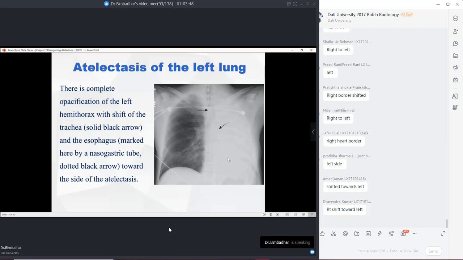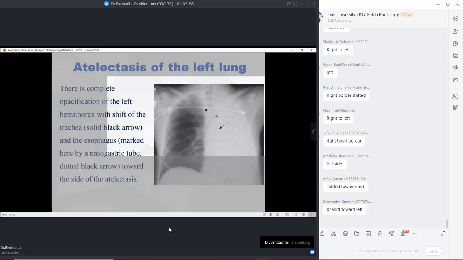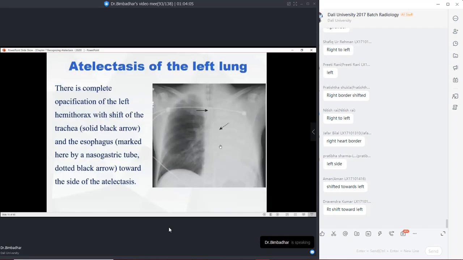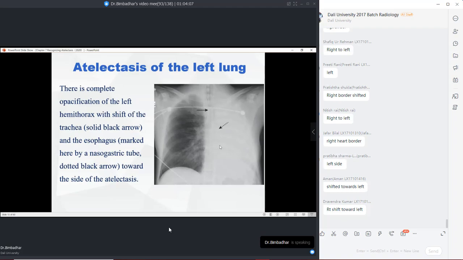It is being displaced because the heart is pushing the esophagus towards the left side, right? And also you look here, when you look very, very close, there is a slight pushing of the trachea also to the left side. Now, can you tell me what is this problem? Which lobe of the lung is actually causing this kind of problem?